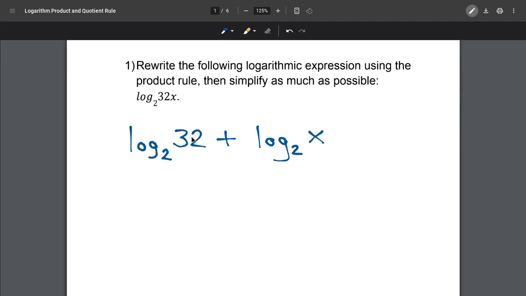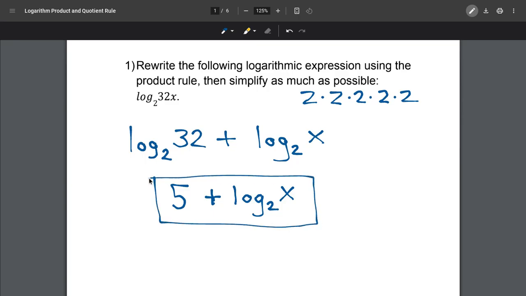All right, so log base 2 of 32 is basically, to evaluate that, we've got to ask ourselves, how many 2's do I need to multiply together to get 32? Well, 2 times 2 is 4, times 2 again is 8, times 2 again is 16, times 2 again is 32. So that's 1, 2, 3, 4, 5 2's. So log base 2 of 32 is 5. We don't know what x is, so we're just going to have to leave that as is. So I'm going to say 5 plus log base 2 of x. That's going to be as far as we can take this one.